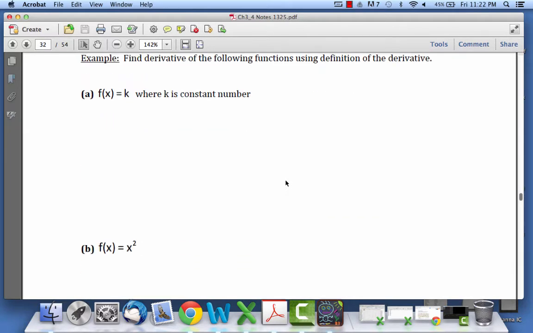So these first two, we're still using the definition. So let me, well, I can remember that one, so I'll just snag this one. So the first one, we've got f(x) is k. Okay, so, let me pause this to get my pen working here.